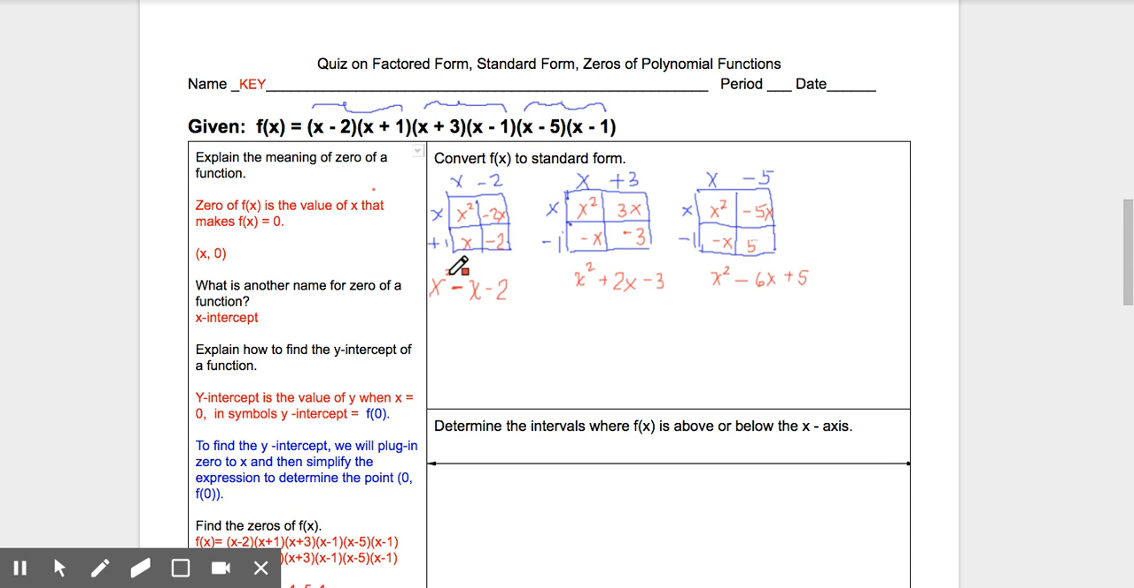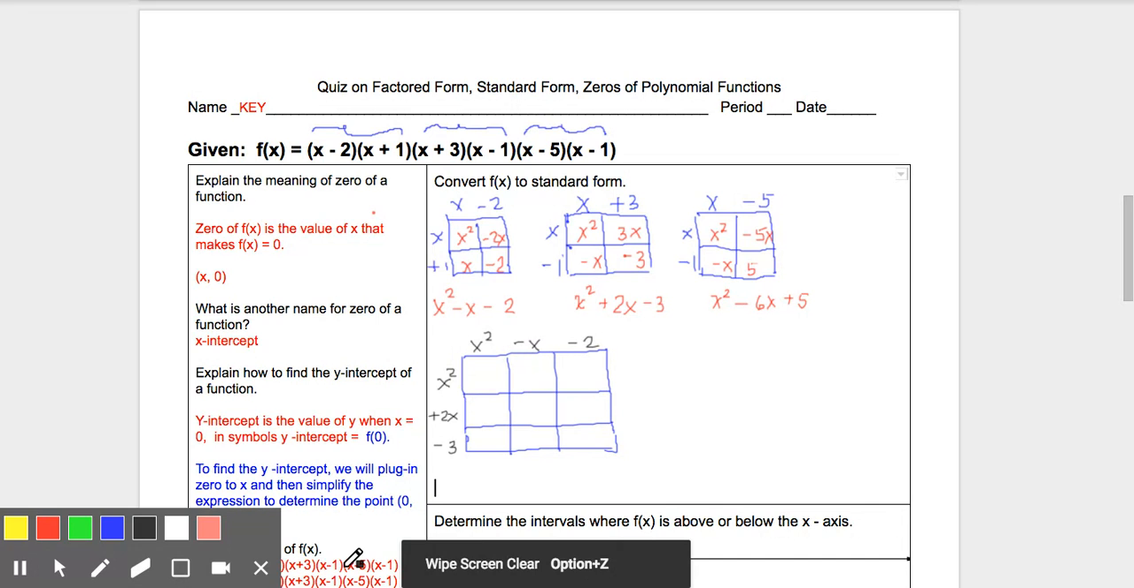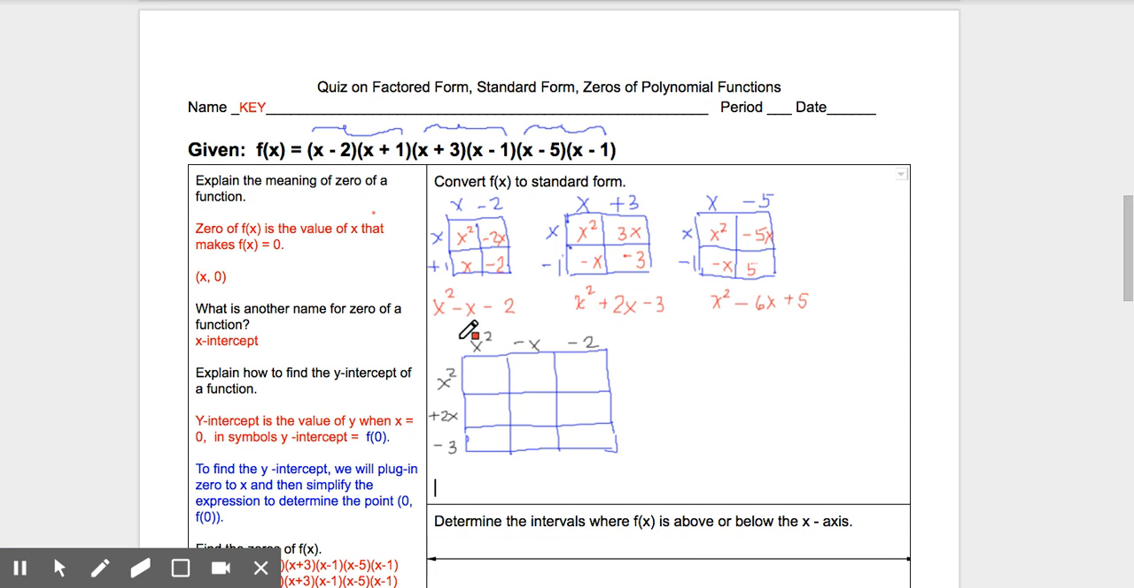Okay, so now we have 3 trinomials, and we want to multiply all of these together. So I'm going to multiply the first 2 trinomials, and after that, the result should be multiplied by this third trinomial. So let's do that. Okay, so now we're going to multiply the first 2 trinomials.